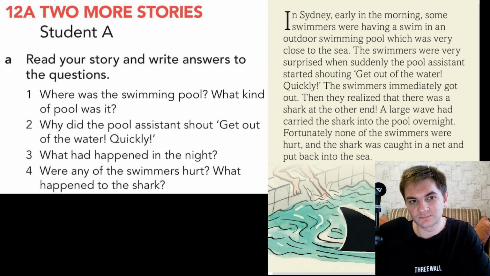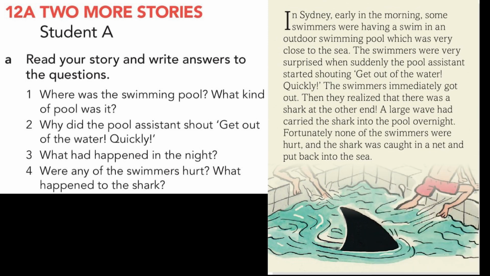Story 1. Part A. Questions to the story. Where was the swimming pool? What kind of pool was it? Question number 2. Why did the pool assistant shout, "Get out of the water, quickly"? Number 3. What had happened in the night? Number 4. Were any of the swimmers hurt? What happened to the shark? Now listen and read, then do the questions, and then check yourself.